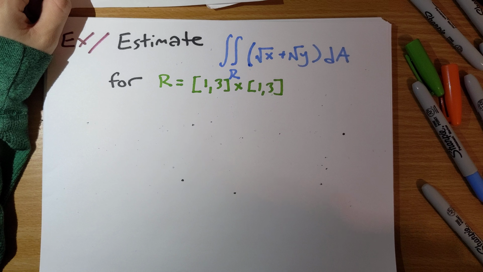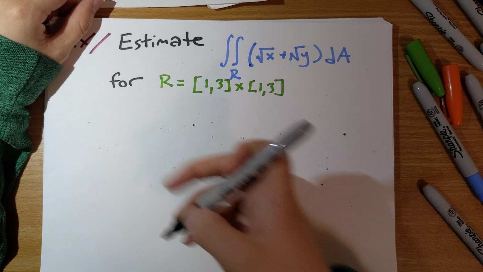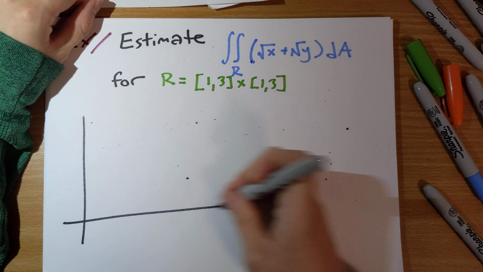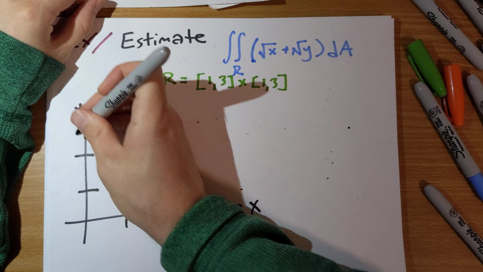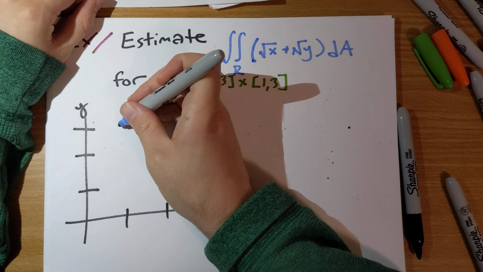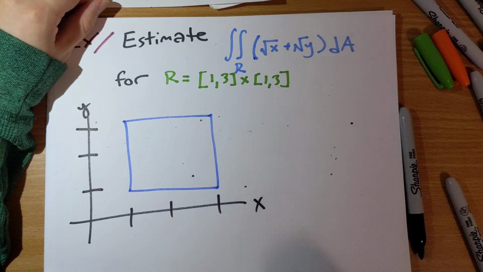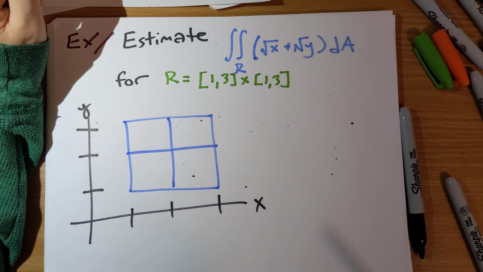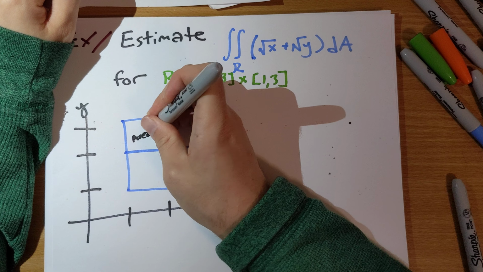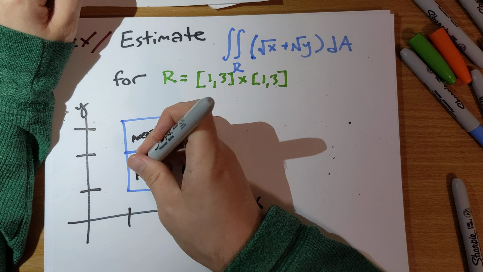So let's estimate the double integral of square root x plus square root y dA. For R is the box here, x and y both run from 1 to 3. So the region that we're integrating over is going to be x runs from 1 to 3, y runs from 1 to 3. I didn't tell us how to estimate it, so let's just chop it into 4 boxes. The area of each one of these boxes is going to equal 1.